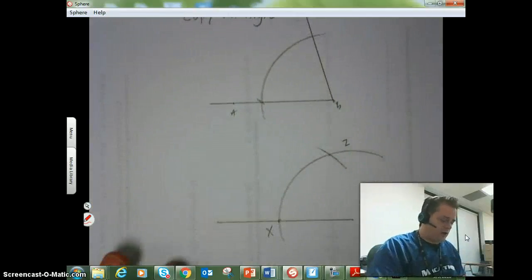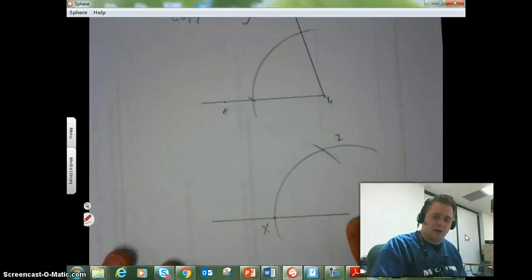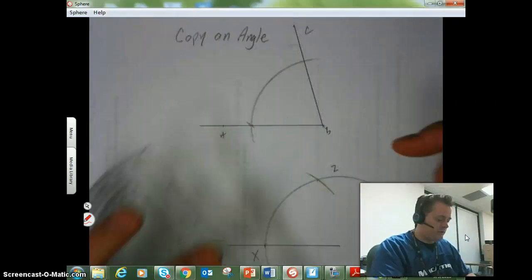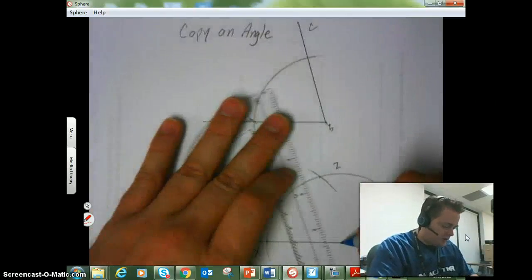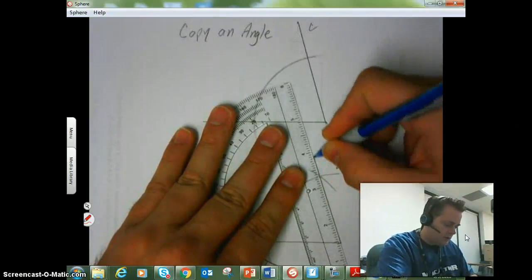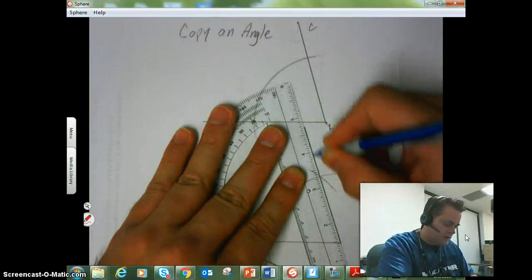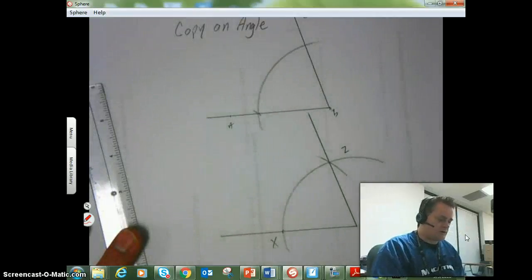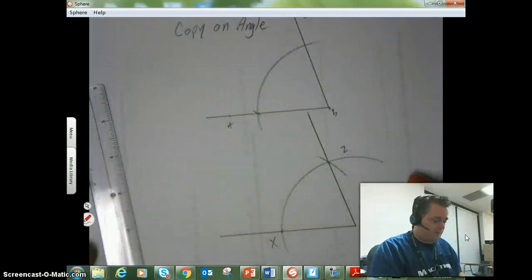And I will call that point there Z. And now I have the vertex that I'm going to make for my angle, and I have a second point. So now I have 2 points that I can make my ray with. I'm going to go ahead and draw that one out, hopefully long enough for us to see it. And I'm going to put this one here, I'm going to call that Y. So now I have angle XYZ and angle ABC.